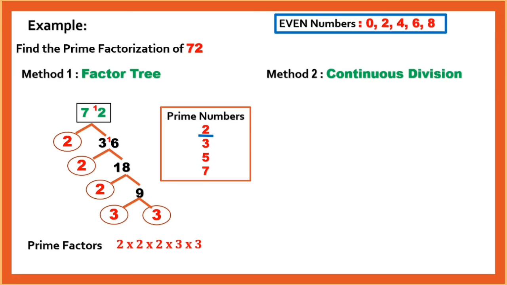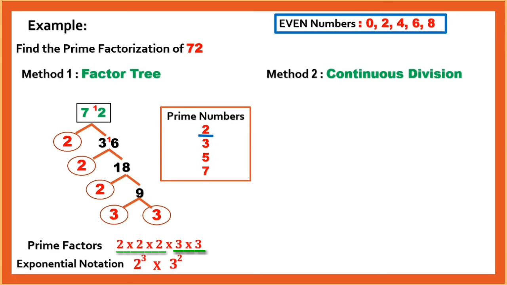Maaari rin natin isulat ang prime numbers gamit ang exponential notation. Paano? Madali lang. Isulat lamang natin ang magkakatulad na factors kagaya ng 2. So, since si 2 ay 3 beses inulit, ay isusulat natin ang 2 to the power of 3. Or pwede din natin basahin as 2 cubed. And then, dahil 2 beses inulit si 3, ay susulat natin ang 3 to the power of 2. Or pwede din natin basahin yan as 3 squared. And then, lagyan lang natin ng symbol na multiplication.